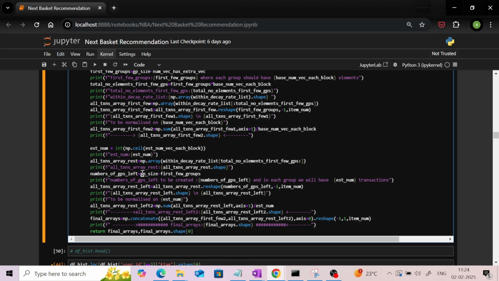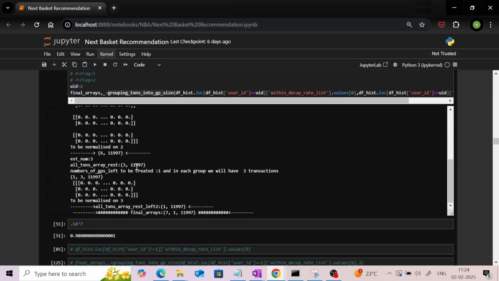And finally, we are calculating the number of groups left. The total group size was 7, and the first few groups were 6. So we have only one group left, which is saved over here, number of groups left. When you print it, the number of groups left to be created is 1, and in each group we'll have the estimated number of transactions. What does this mean? The number of groups left to be created is 1, and in each group we'll have 3 transactions. So basically, in one group we'll have 3 transactions in total.